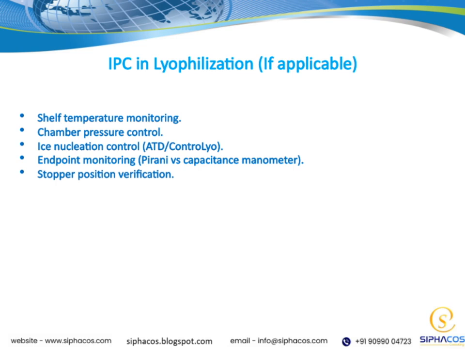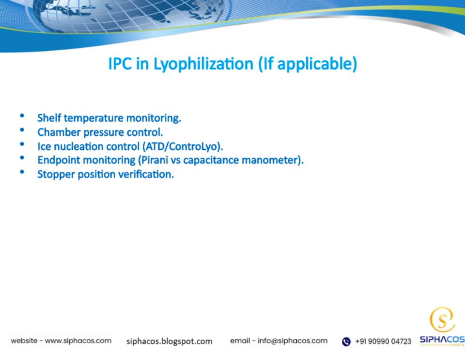Next, chamber pressure control is equally important. Maintaining the right pressure inside the chamber influences the sublimation rate and overall cycle efficiency. Precise pressure regulation allows us to optimize the drying process and avoid product loss or collapse. Ice nucleation control, especially with tools like ATD or ControLyo, is a game changer. By controlling where and when ice forms, we can promote uniform nucleation, which leads to better product consistency and shorter cycle times.